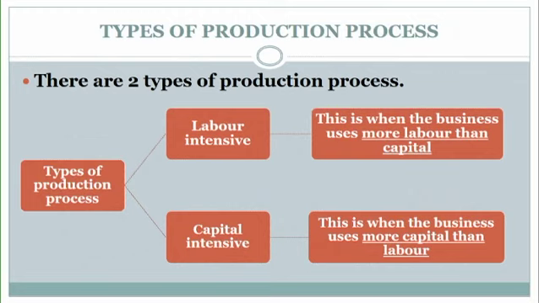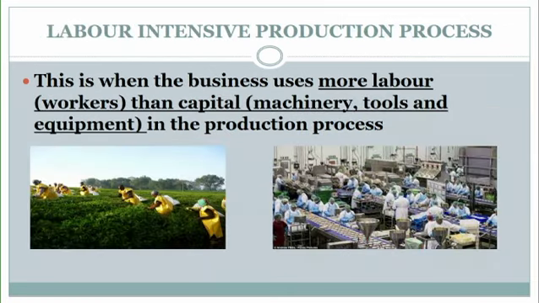The types of production process. There are two types of production process, namely labor-intensive and capital-intensive. Labor-intensive production process. It is when the business uses more labor, that is workers, than capital, which means machineries, tools, and equipment in the production process.